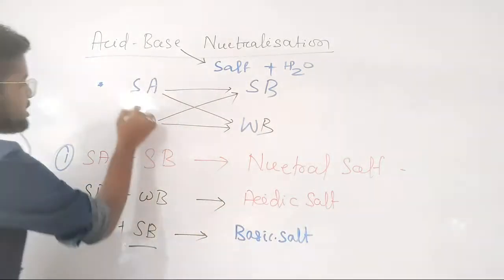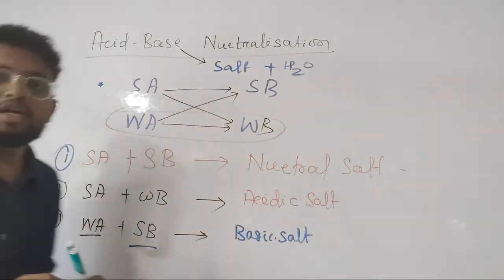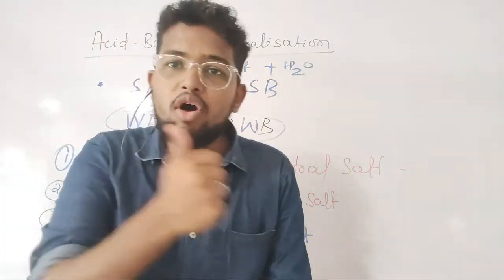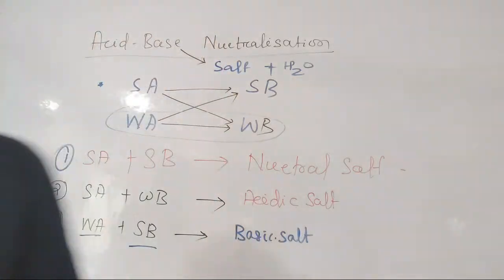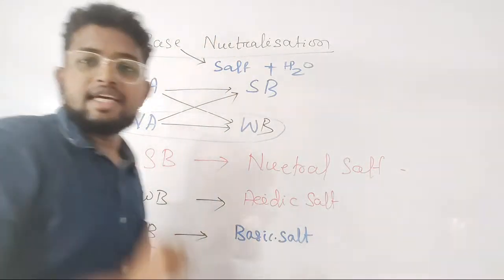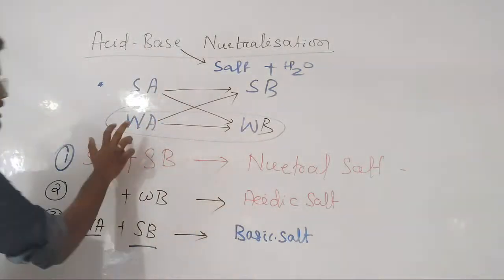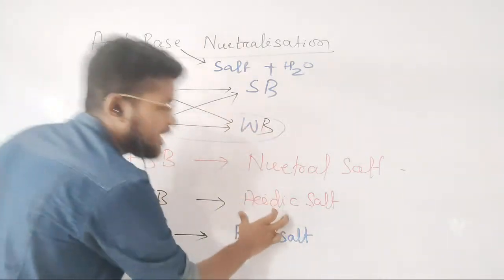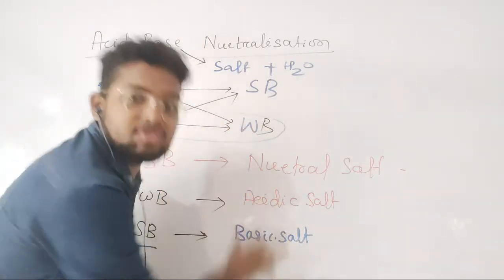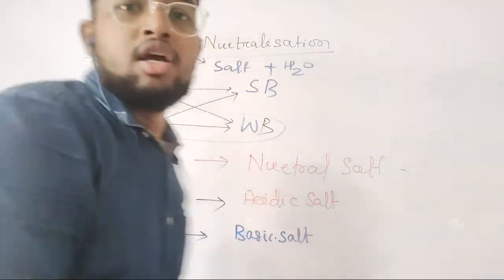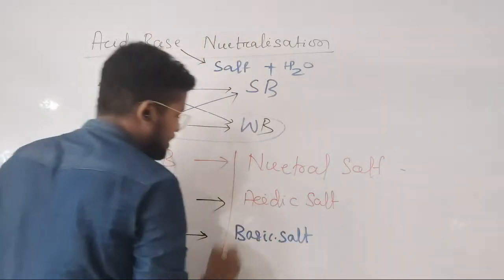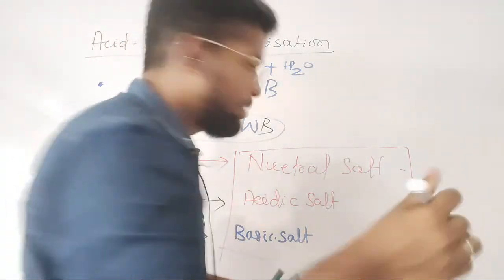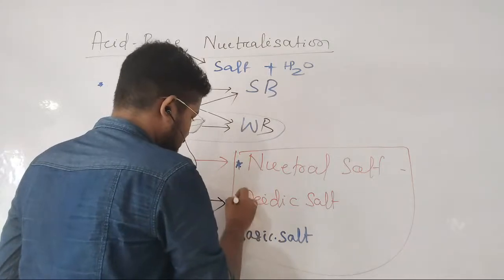And in the fourth case, weak acid, weak base case. We all know that it depends on the relative strength of the respective acid or base, right? So if we are taking weak acid and weak base, then it will depend on whichever is stronger. If the weak acid is stronger, the salt will be acidic salt. If the weak base is stronger, the salt will be basic salt. So at the end of the day, we are getting three types of salts, which are neutral salt, acidic salt, and basic salt.